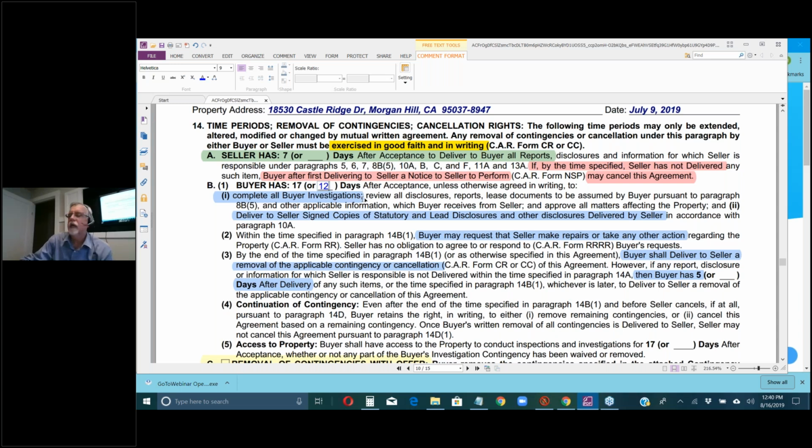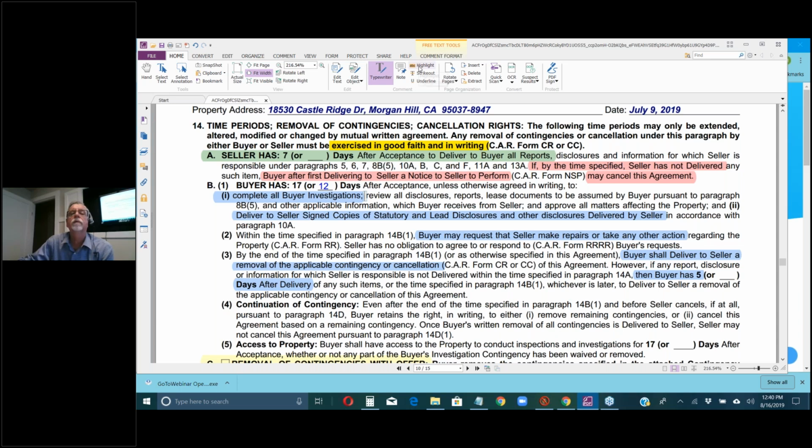One of the things I do when I'm coaching people is I help them write emails, particularly to lawyers and listing agents. What I emphasized was the phrase "review all disclosures, reports, and lease documents to be assumed by buyer." Review, review. Right. And I challenge the listing agent. We could go get a dictionary and look up what that means.